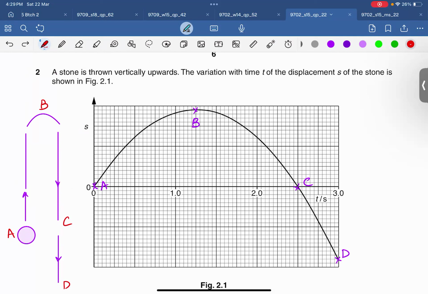Okay, and point C basically shows that your displacement again reaches zero, which means the distance the stone traveled upward, it traveled the same distance downward, and it is at the same position where it started, right? So C should be the point from where it launched. Okay, and then point D is further down, below the launching position of A, right?